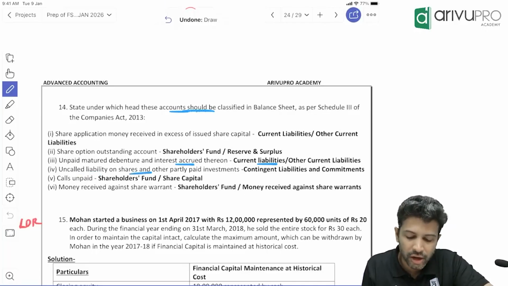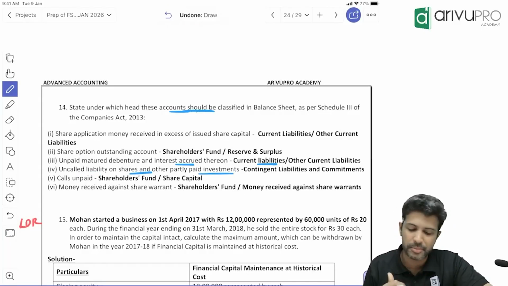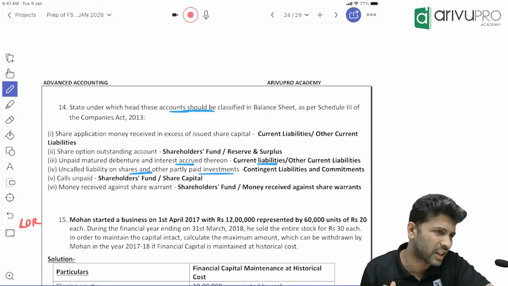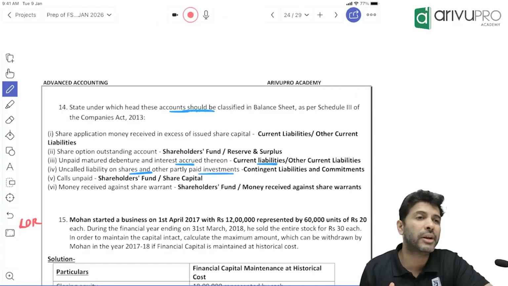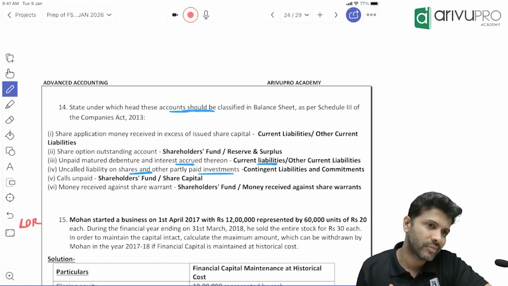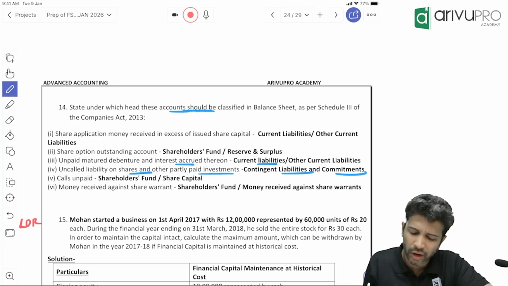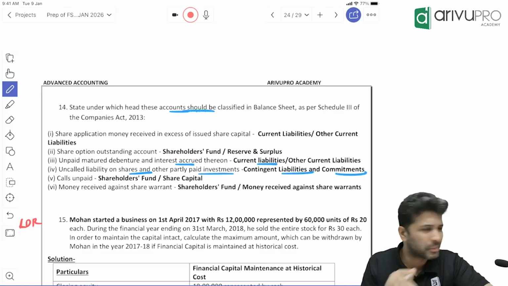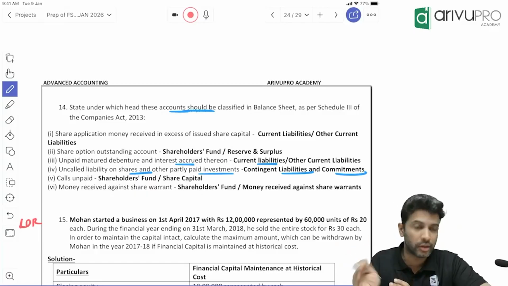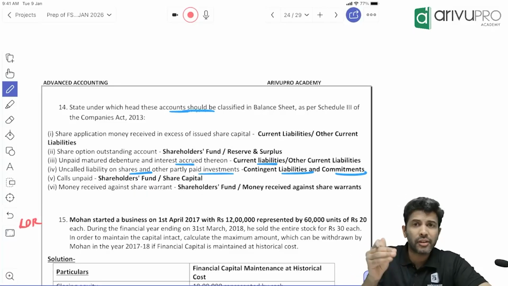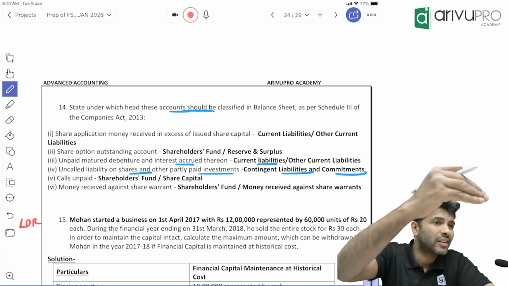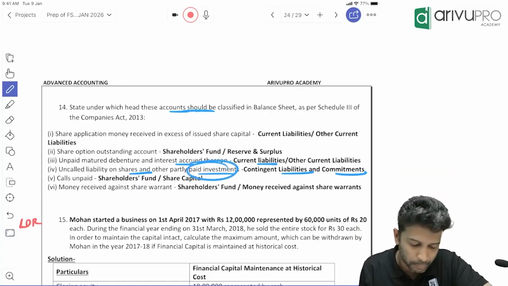Uncalled liability on shares and other partly paid-up investments. Uncalled liability on shares means final call money not yet due. If it is not even due, there will be no journal entry. So what is this? All these are contingent liabilities and commitments. This is not from the company's perspective. It is from the shareholder's perspective, because they're talking about partly paid investments.